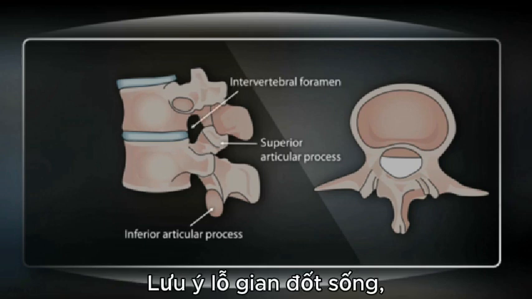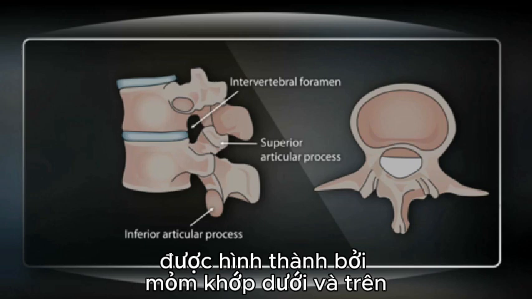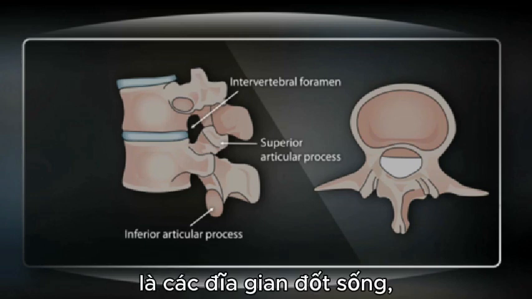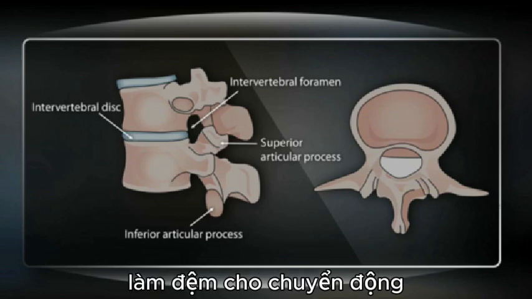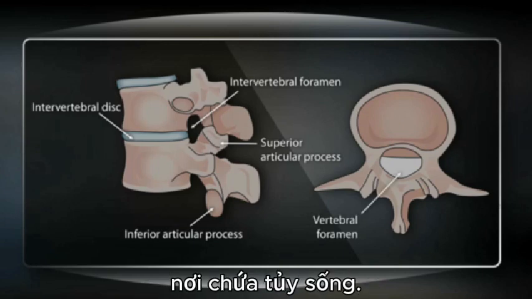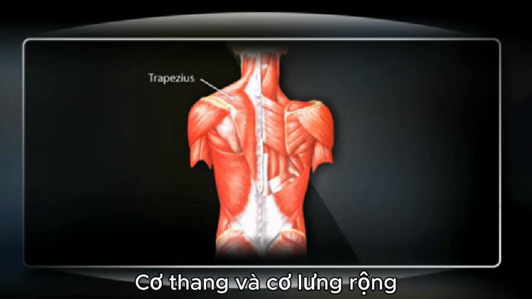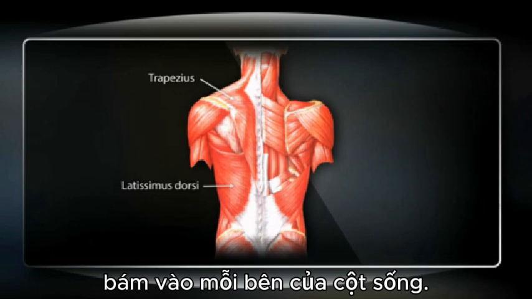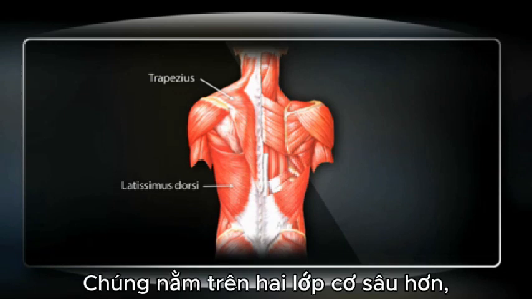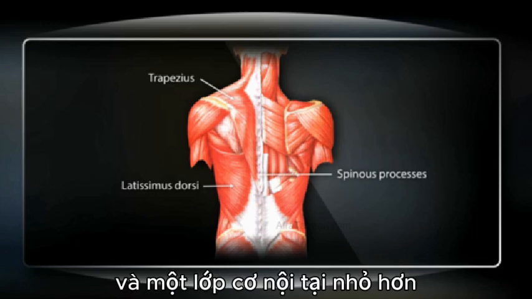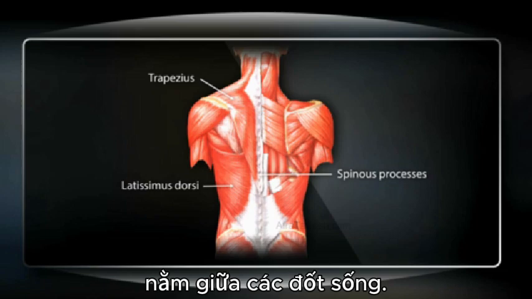Note the intervertebral foramen formed by the inferior and superior articulating process of adjacent vertebrae. Between the vertebral bodies are the intervertebral discs, which cushion movement and allow the vertebral column to curve, flex, and bend. Also note the vertebral foramen, which encloses the spinal cord. The trapezius and the latissimus dorsi form the large outer layer of muscles attaching to each side of the spine. They overlie 2 deeper muscle layers, a layer attaching to the head, neck, and spinous processes, and a layer of smaller intrinsic muscles between the vertebrae.